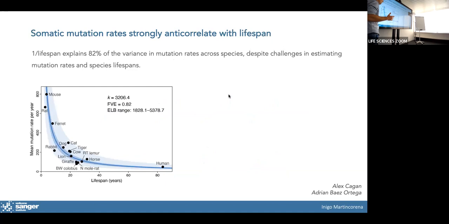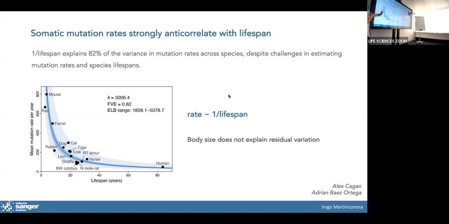And really, the big surprise in the study was that the prediction from the aging theory really applies amazingly well to these data. So you can see here the mutation rate per cell per year in the different species and how that shows an inverse correlation with lifespan. This curve is not a complex fitting, it's just a one parameter fitting, which is that the mean mutation rate is directly related to the inverse of lifespan. That's why it's a curve.